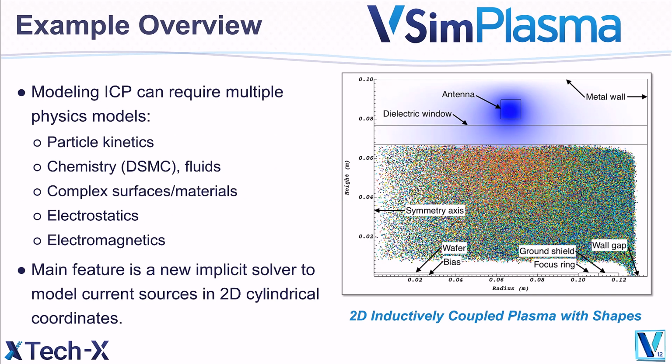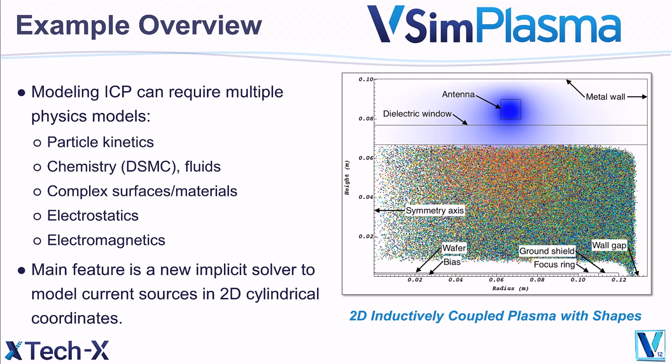Now I will introduce to you our new VSim plasma example called 2D inductively coupled plasma with shapes. This example requires multiple different types of physics to simulate. Particle kinetics are needed to resolve the sheaths and dynamics. The chemistry is very important because this discharge is sustained through ionization, and modeling some of this chemistry with fluids is also important. We have complex surfaces and materials that need to be resolved.